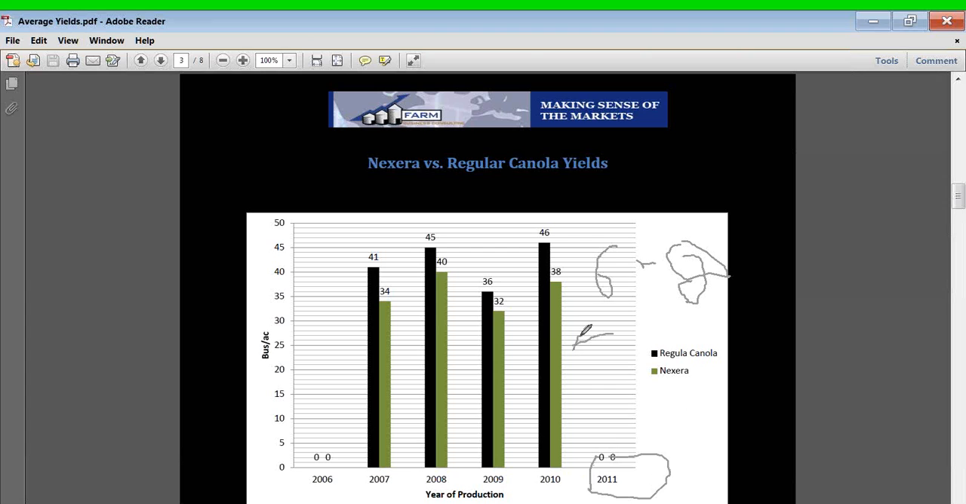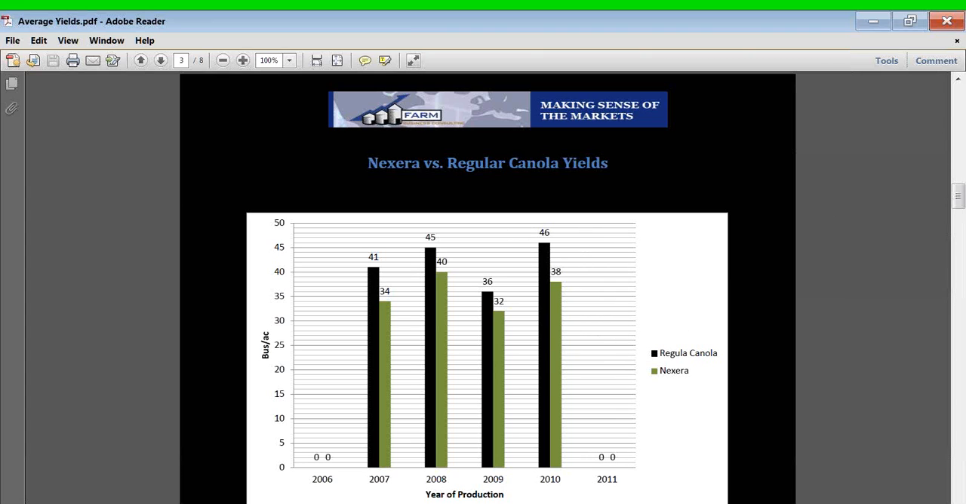And then you saw the yield difference of 8 bushels an acre. I'm not saying the regular canola is all Invigor. I mean, I have guys who grow Roundup, so this is a combination number of Roundup and Invigor. If I was just to strictly pull Invigor numbers, I believe it consistently is 10 bushels an acre more on the difference between the regular canola and Nexera.